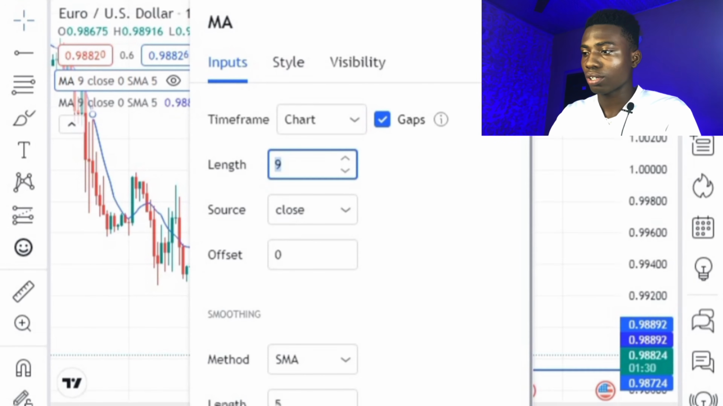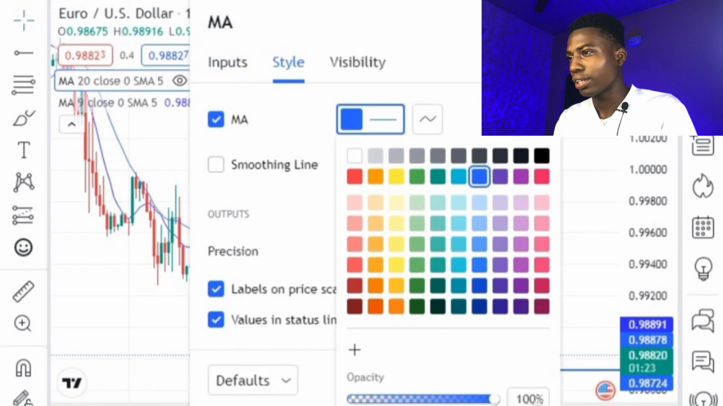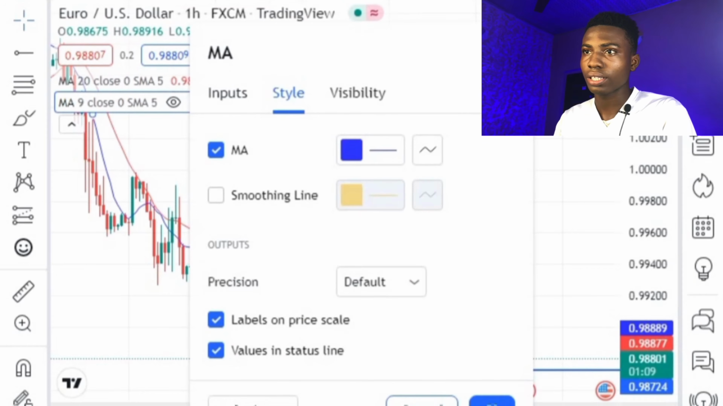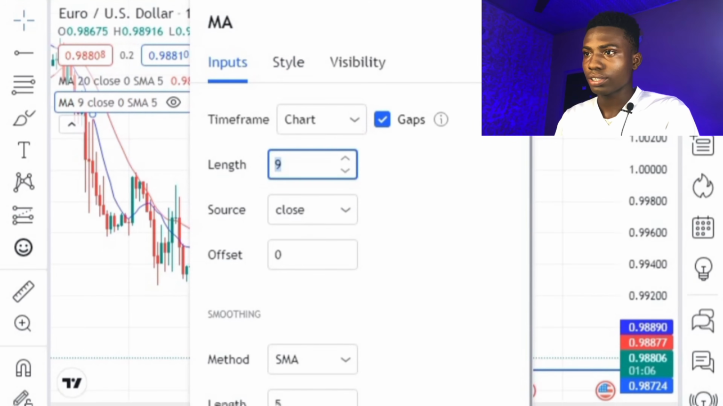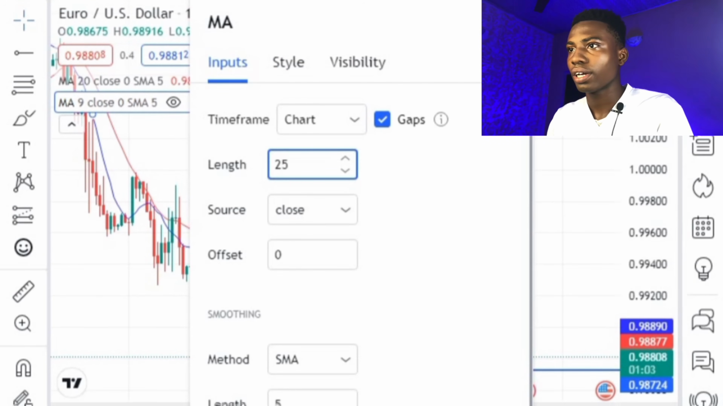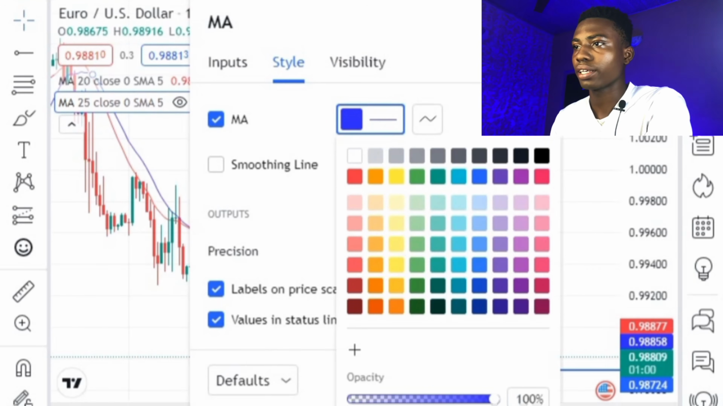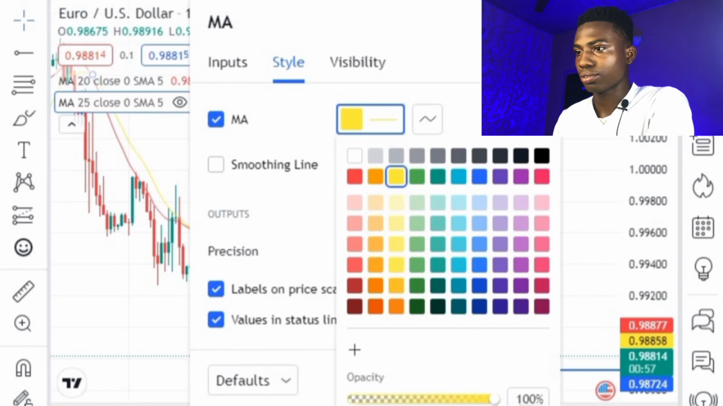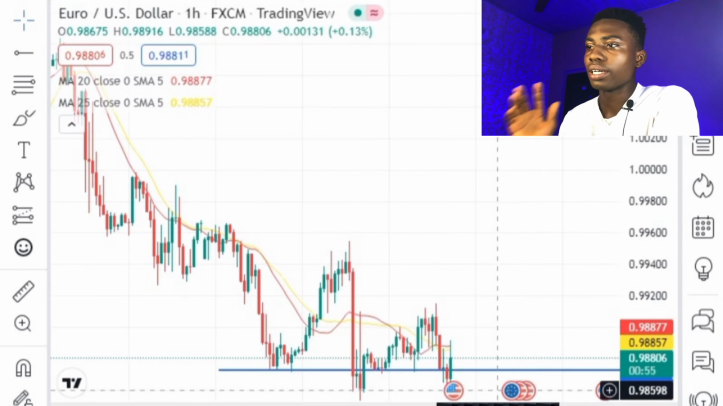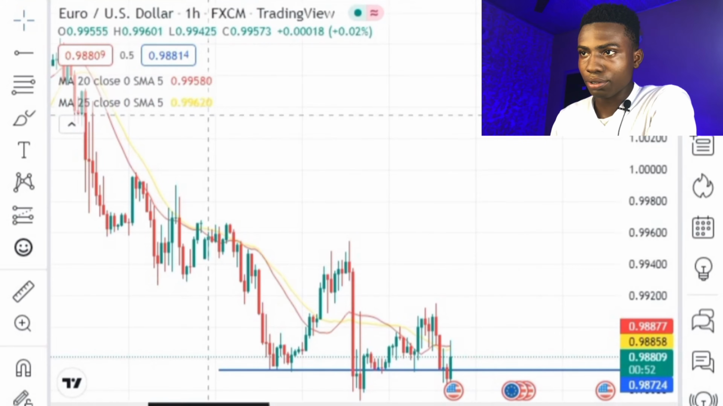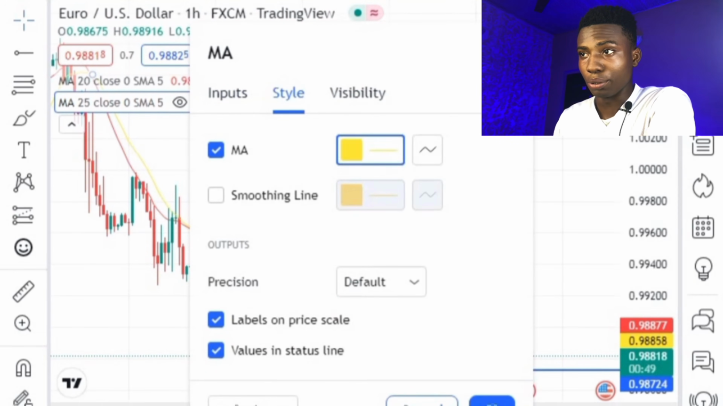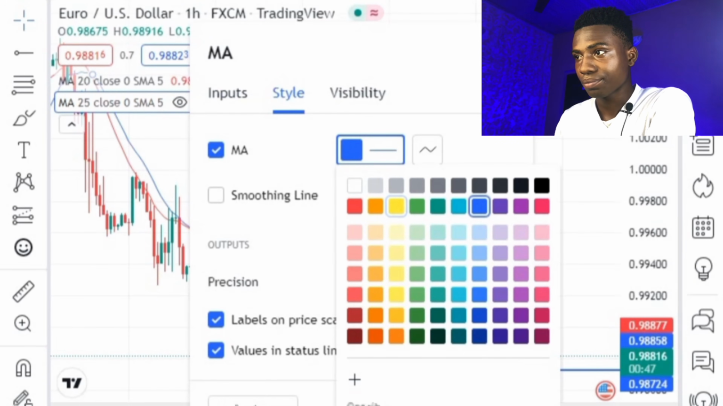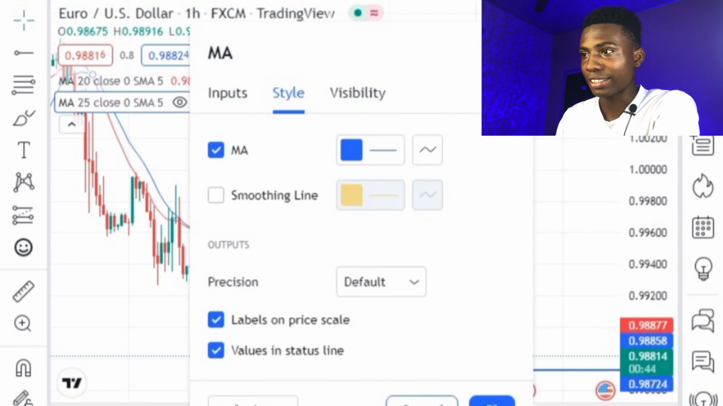I'll change this to 20. Then in the style, let's make this red. This is 20, so let's change this other one to at least 25. Then in the styles you can change this to yellow, I think. So yeah, let's put yellow. Okay, yellow is looking so bad, so let's change this to something like blue. I think blue will be okay. So let's change this to blue.